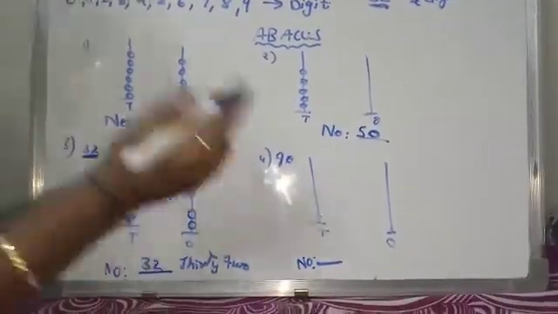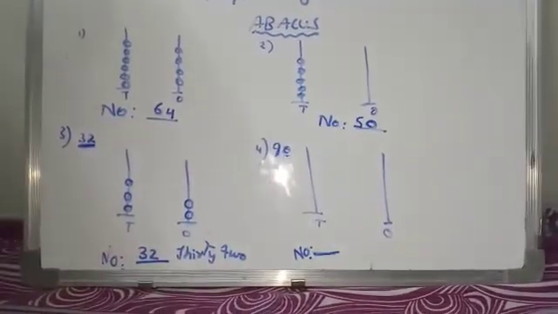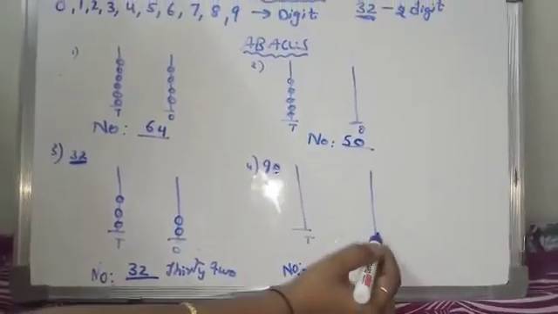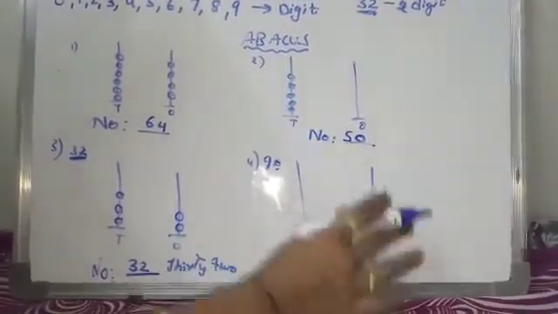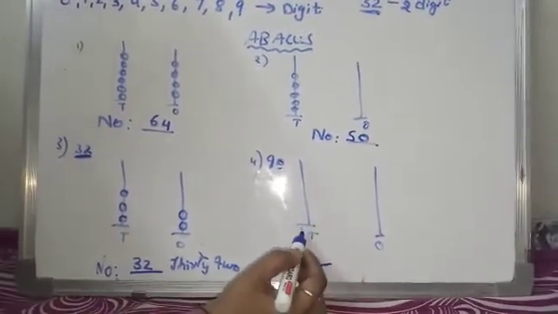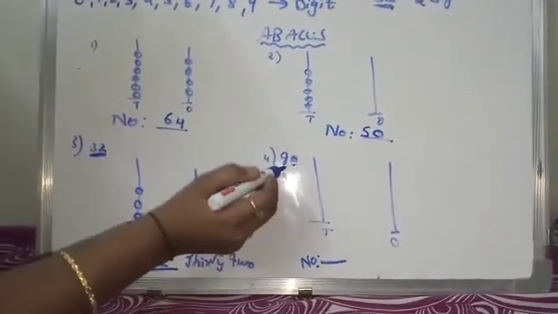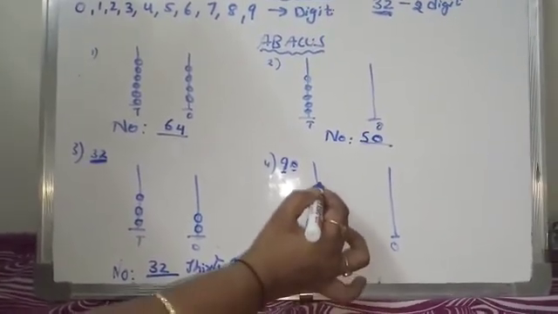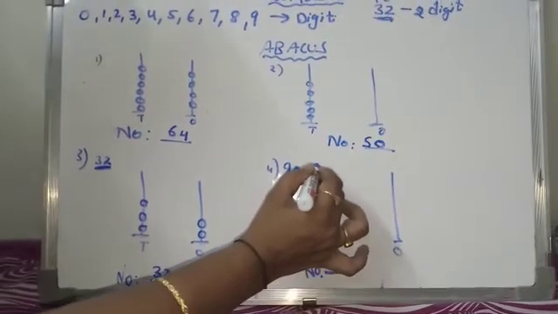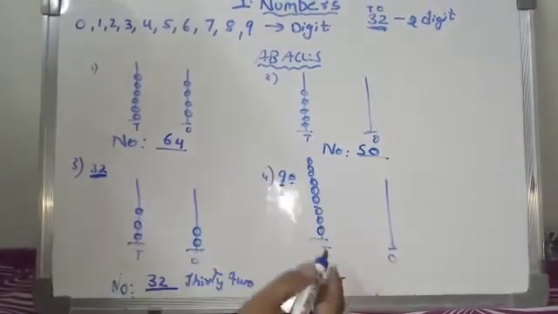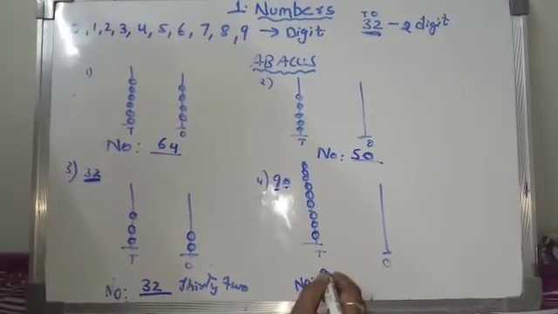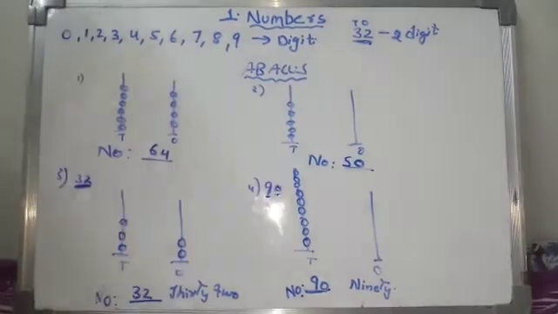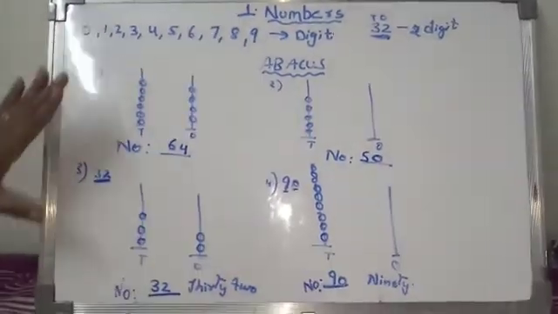Now, the next example is 90. In the ones place, how much is the number? It is only 0, so there are no beads. We should not draw any beads there, so let it be blank. Now in the tens place, how much is the number? 9. So how many beads do we have to draw? 1, 2, 3, 4, 5, 6, 7, 8, 9. So what is the number? 90. In this way, we have to write the numbers in abacus form.